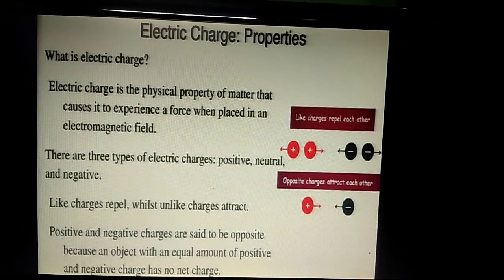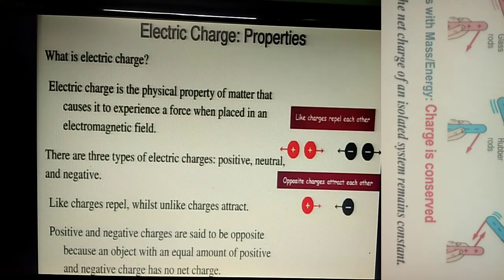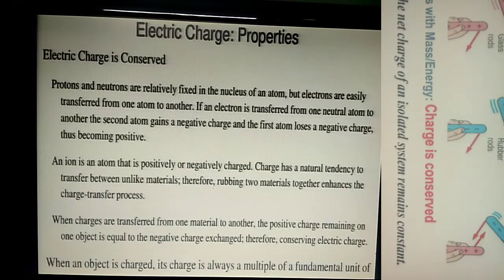So basically all objects are said to be electrically neutral. That means they possess an equal number of positive and negative charges. Electric charge can be conserved. Protons and neutrons are relatively fixed in the nucleus of an atom, but electrons are easily transferred from one atom to another. If an electron is transferred from one neutral atom to another, the second atom gains a negative charge and the first atom loses a negative charge, thus becoming positive.